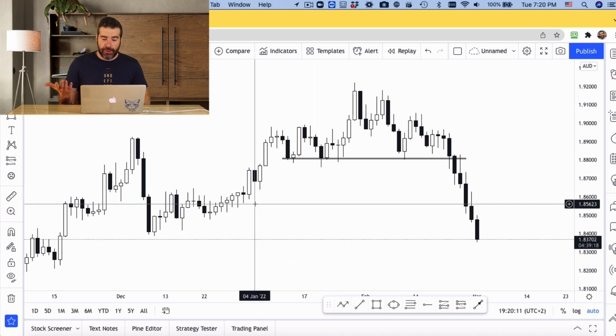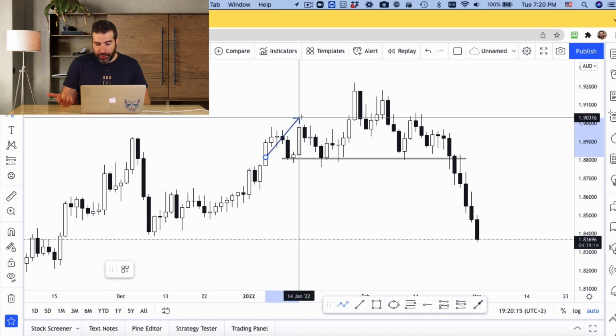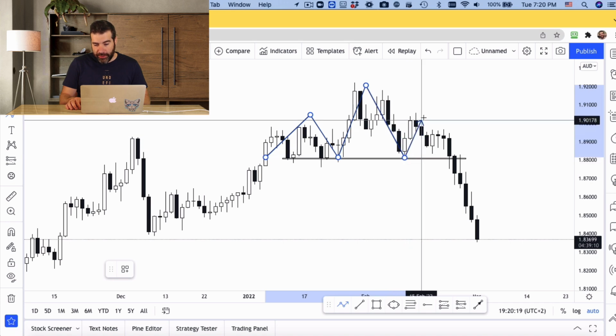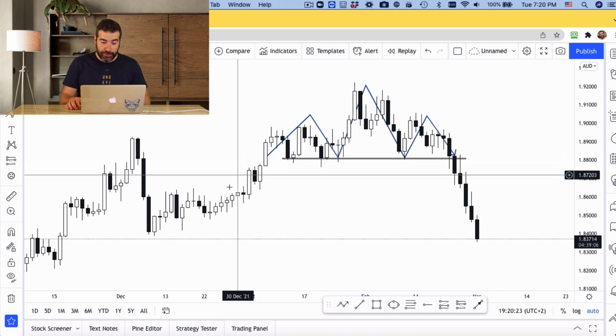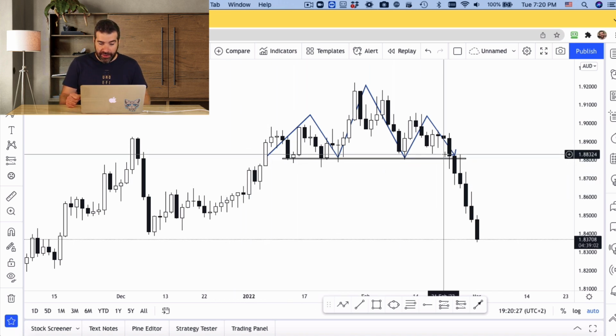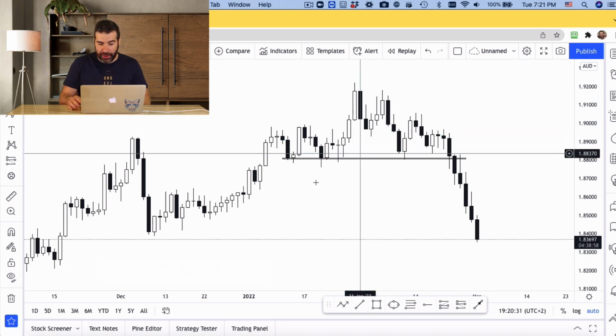Now, why did it go down? First of all, I'm just noticing that we broke support after this head and shoulders pattern. So that's just something to look out for, right? We see this major reversal pattern, and that was so strong that it broke through this support and has not stopped going down. So that's just something I want to point out as well.